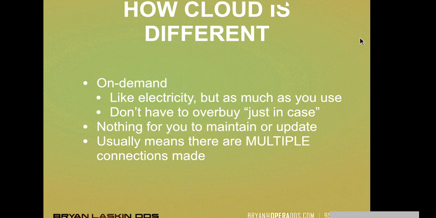How is the cloud different from having your internal network doing it? Well, number one, you can use it on demand, like electricity. You just use as much as you want. You don't have to overbuy, like a gigantic server with tons of storage just in case you need it, or worry about not having enough. There's nothing for you to maintain or update. And unlike a computer in your office that goes to a server in your back room, which is a direct connection, in the cloud there are usually multiple connections made.